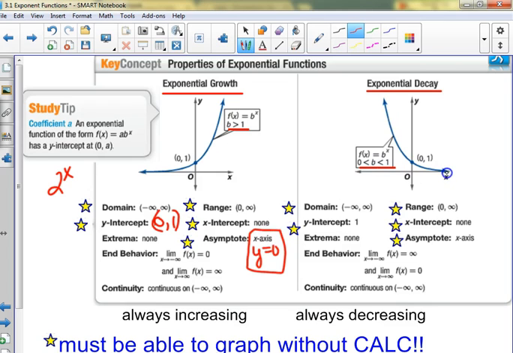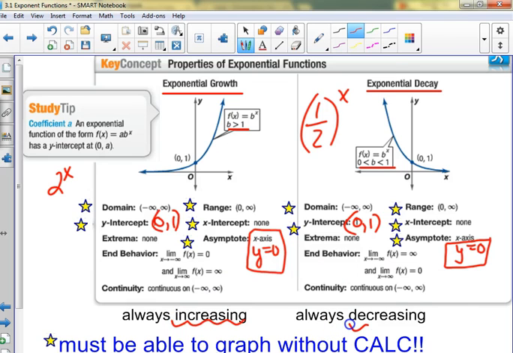Exponential decay is the same thing. It's just going smaller instead of bigger. So if you had (1/2) to the x, when you put in a 1, you get a half. You put in a 2, you get a fourth. But what happens when you put in a negative 1? You get 2. When you put in a negative 2, you get 4. So it's growing on this side. It still goes through (0, 1). It's still all real numbers for domain, and the range is only positive numbers. It has no x-intercept, and the asymptote is still the x-axis, or y equals 0. Any questions? This one is always increasing, and this one is always decreasing.